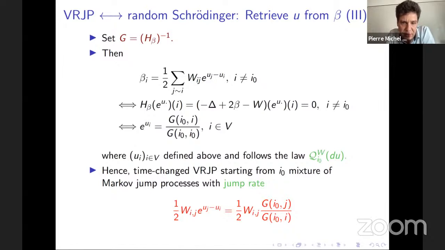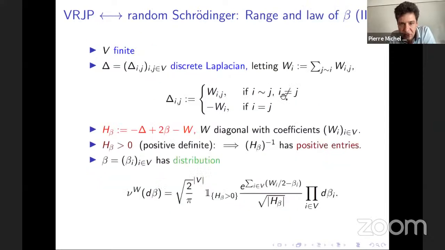So to summarize, what does this random Schrodinger approach give you? It gives you a potential beta. This is the potential of your random Schrodinger operator, minus the Laplacian plus 2 beta. This potential has this distribution here on the bottom. What is important is that it does not depend on the starting point.